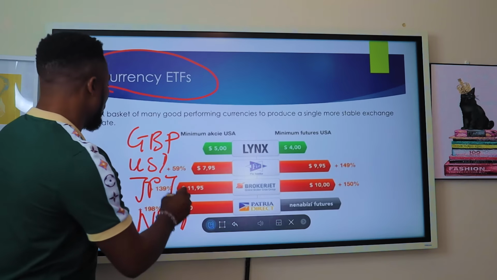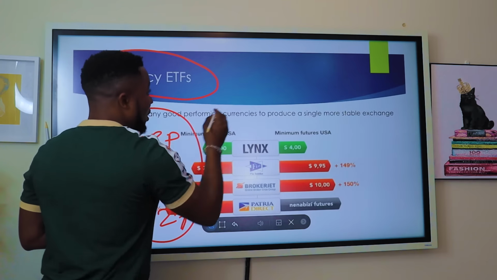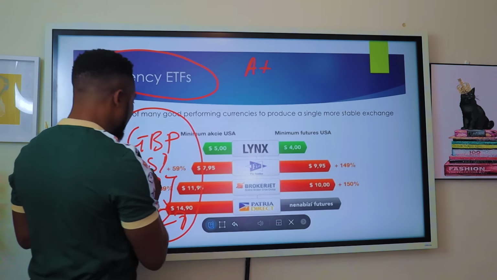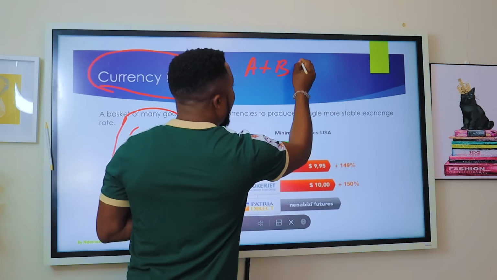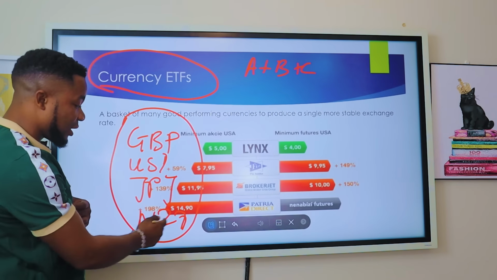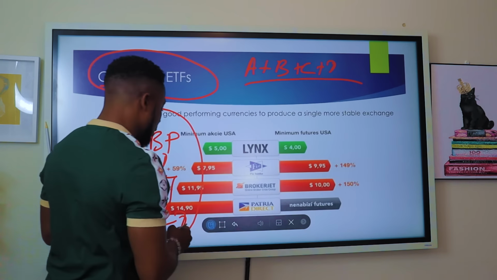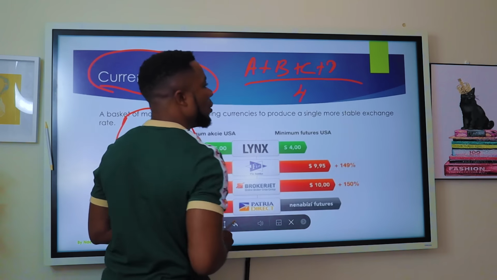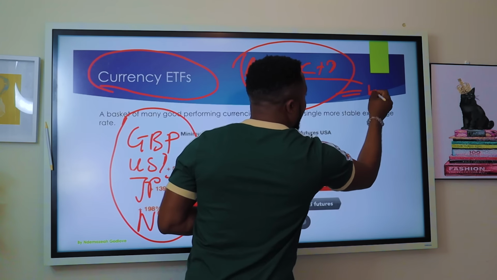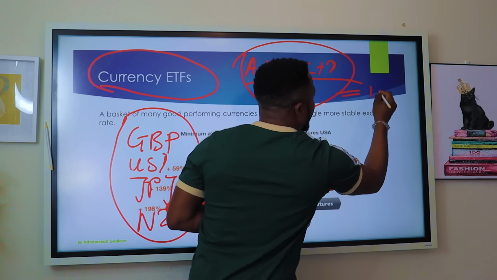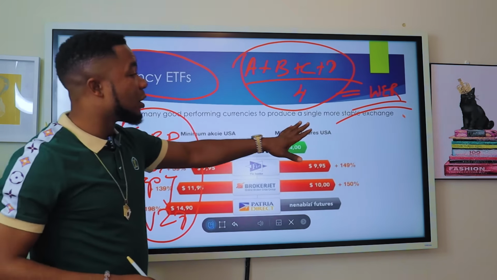So what they do is they take these four currency pairs and their exchange rates. They take the exchange rate of Great Britain pound, they might call it A. United States dollar, they might call it B. JPY, they might call it C. And New Zealand dollar, they might call it D. They add all their exchange rates and divide by 4, their average, to have what they call the weighted exchange rate. So this weighted exchange rate is what they will then predict.